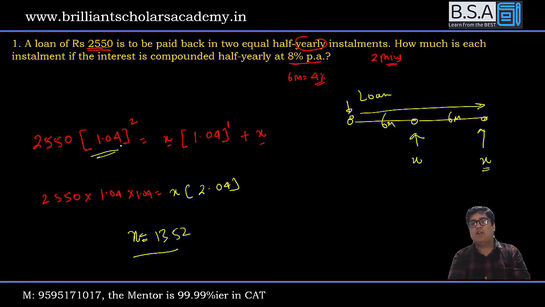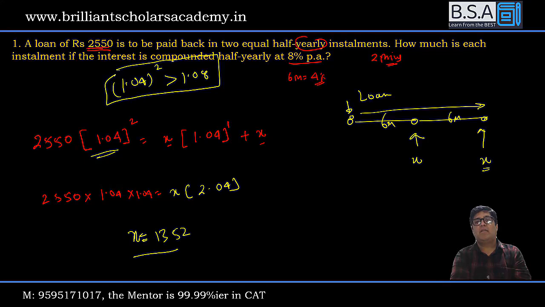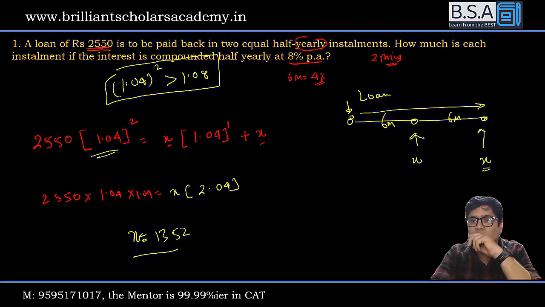Don't multiply 1.0. That is wrong. There are two cycles of 6 months. So it will be 1.04 square. Understand, 1.04 square is more than 1.0. We have talked about this. In compounding, when you break a larger scheme, you generate extra interest. So the exact answer is 1352. 1352 is the answer.